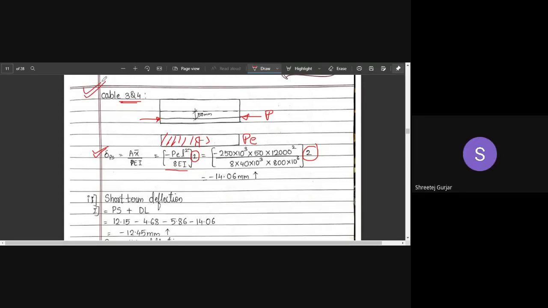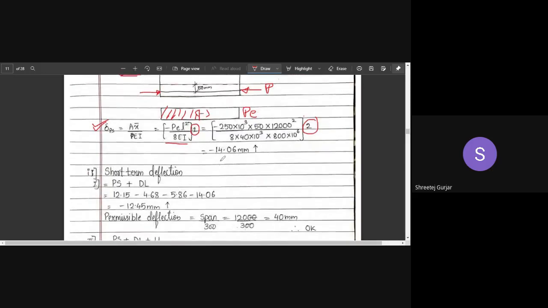So we have 2 cables, right? Cable number 3 and cable number 4 we have combined. You have to multiply by 2. If it was an individual cable, this 2 wouldn't have come. Because we are calculating for both the cables combined, we have to multiply that by 2. If there were 3 cables, we would have multiplied by 3. So here we have 2 cables, so we are multiplying that by 2. So the deflection caused is minus, upward deflection 14.06.